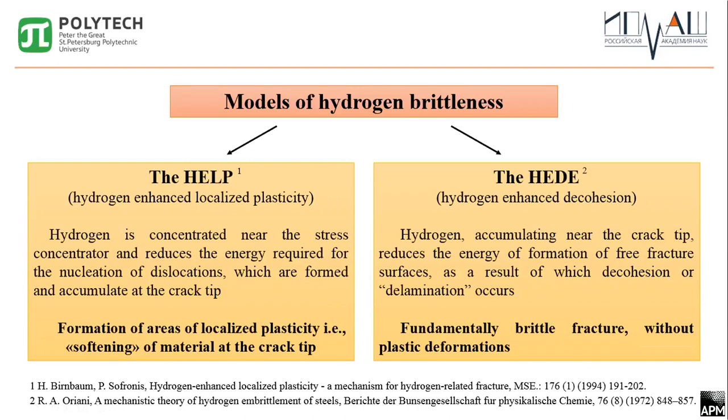Therefore, to date, the generally accepted and most developed approaches to describing the mechanism of hydrogen-induced fracture are based on crack propagation theory. One of them is hydrogen-enhanced localized plasticity, HELP, which postulates that hydrogen is concentrated at the crack tip under the action of the tensile stresses. And then it reduces the energy required for nucleation of dislocations, which are formed and accumulate near the stress concentrator. Thus, according to the HELP, regions of localized plasticity are formed, or in other words, the material softens at the crack tip. Another approach is the hydrogen enhanced decohesion model, HEDE.